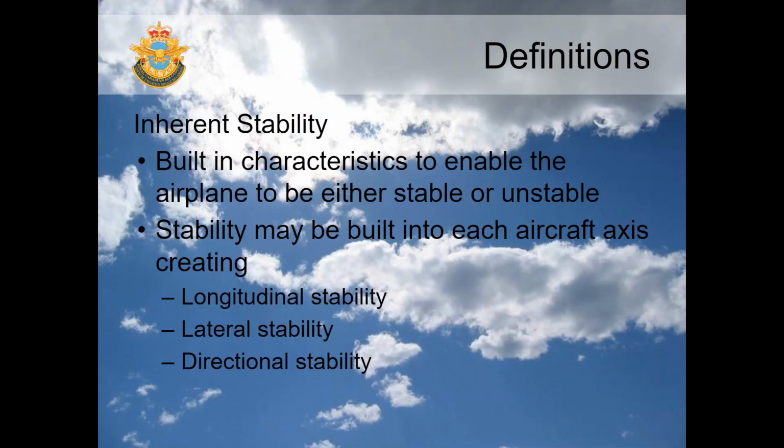Finally, we have inherent stability. And this stability is built-in characteristics to enable the airplane to be either stable or unstable. And it revolves around the aircraft axes, creating longitudinal, lateral, and directional stability.